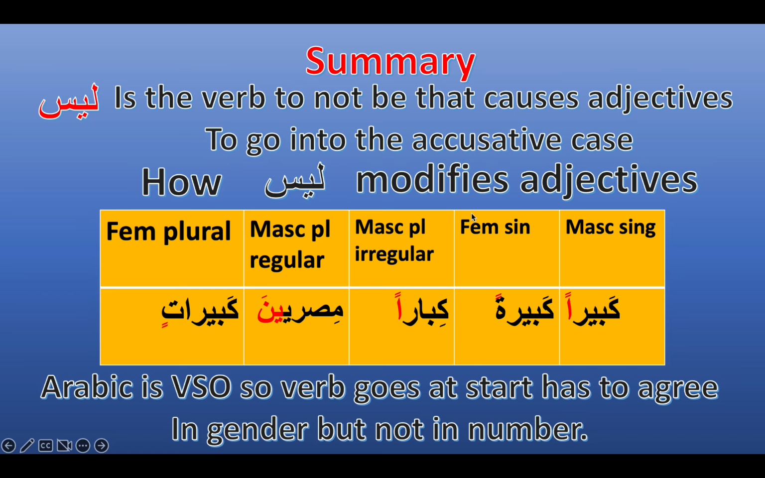And here, this is our chart showing us how laysa modifies each adjective depending on the gender or the pronoun. So masculine singular adjectives in the accusative case take the fatha tanween. So kabiran, feminine singular, kabiratan, masculine plural irregular, kibaran, masculine plural regular, masriyyuna becomes masriyyina, and the feminine plural is kabiratin. Remember, Arabic is verb, subject, object. So the verb goes at the start. It has to agree with the subject in gender, but not in number.